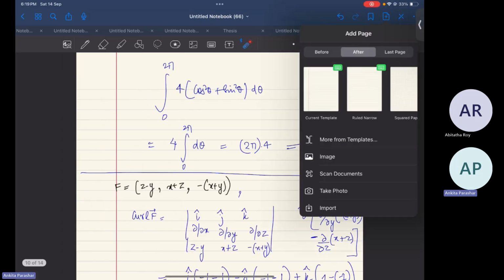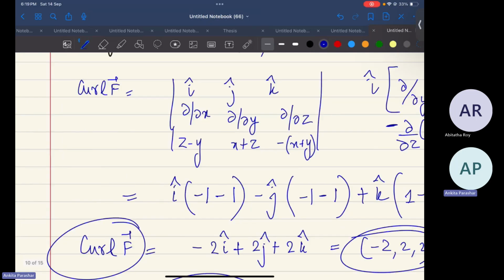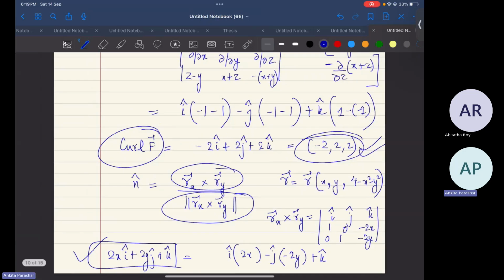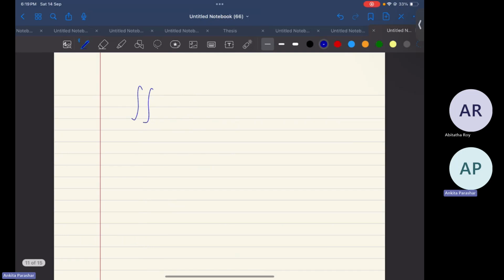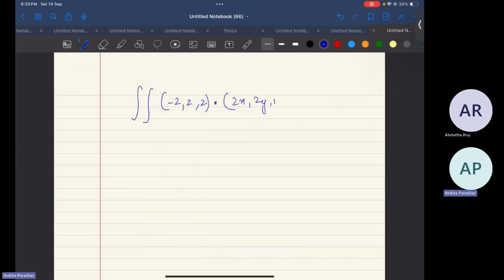Let's just do it quickly. Let me see what this is. Minus 2x minus 2, okay, I'll write it this way, dot product with (2x, 2y, 1) and dx dy over the region, let's say domain D. I have to find what the domain is. So let me write minus 4x minus 4y plus 2 dx dy over the region.